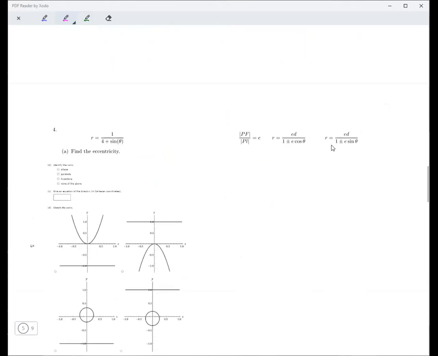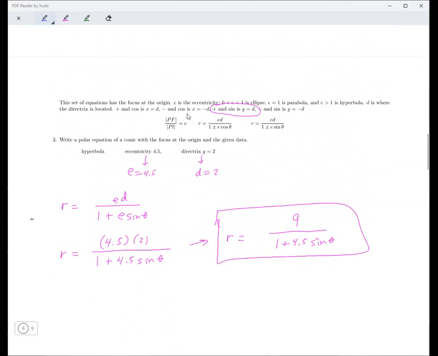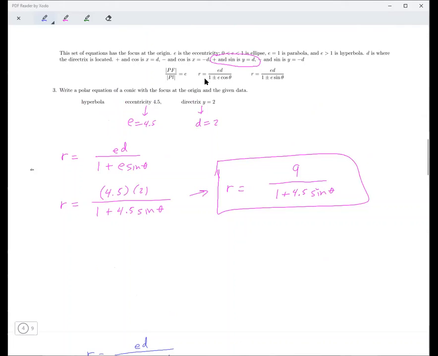Okay, let's move on to number 4. Okay, so with number 4, it's more of the same. This time we're given the equation right here. And so you compare that with r equals ed over 1 plus e sine theta, because it's a plus and sine, right? So it's plus and sine, and the directrix is going to be y equals d, right? Okay, and then this is the form. So ed over 1 plus e sine theta.